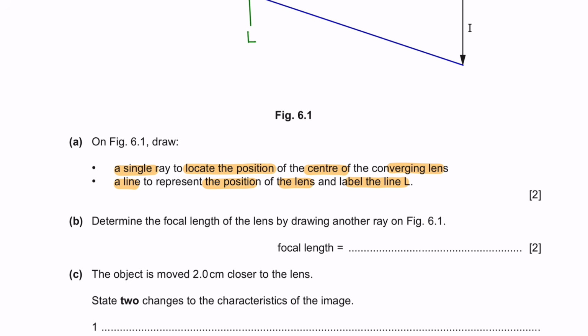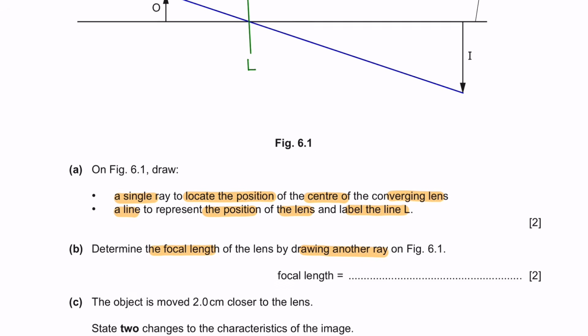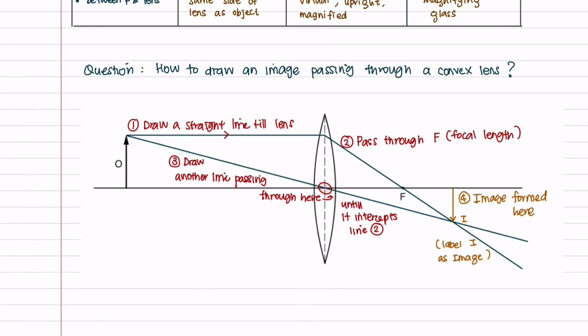Okay. The next question is asking us to determine the focal length of the lens by drawing another ray on figure 6.1. Focal length is from the center of the lens to the focal point. To determine the focal length, we first must find the focal point. Now that we know the center of our lens, we can draw a straight line to the center, and then from that point onwards, we can elongate and touch the tip of the image. And the line that intercepts the principal axis is our focal point.